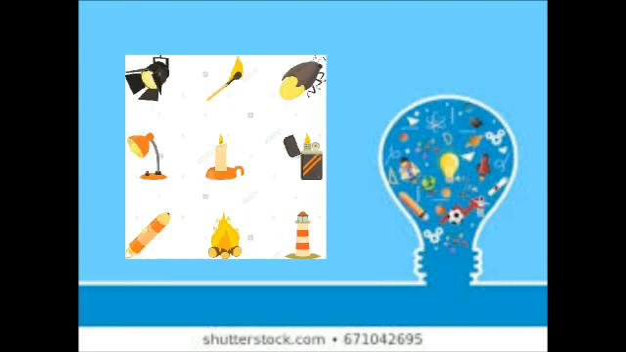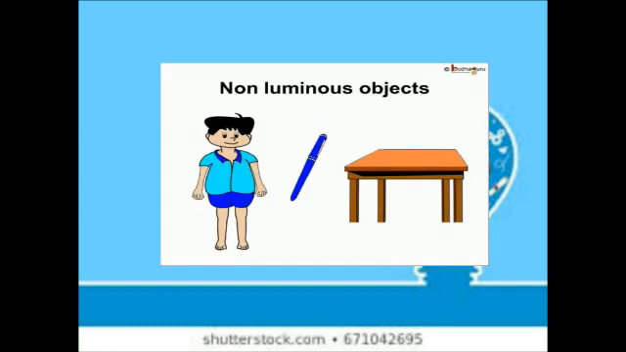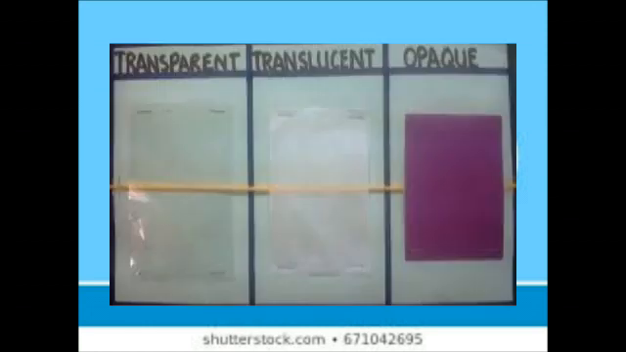So listen carefully, children. Here are some objects that are examples of luminous objects. These objects can produce light on their own. And here are some non-luminous objects. Even ourselves, we are non-luminous objects. Humans, pen, table, they are non-luminous objects. Then transparent, translucent and opaque. The object that allows light completely is known as transparent. The object that allows only partial light is known as translucent. And the object that doesn't allow light to pass through is known as opaque.